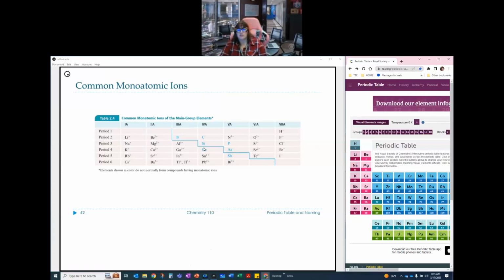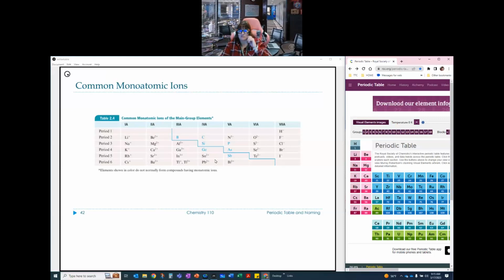Okay. The boron, carbon, silicon, and germanium tend to not be charged per se. We'll talk about what they do in a bit. And that's because they're metalloids, so they don't tend to have an actual charge. Nitrogen is a -3. Bi is going to be a +3. Sn will be a +2. Pb is a +2.